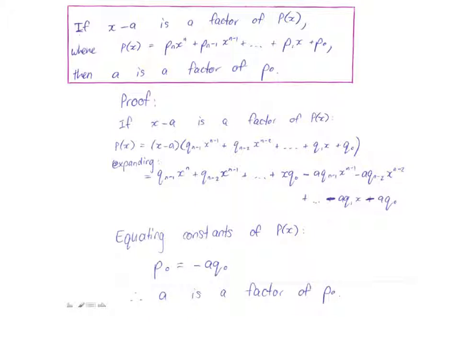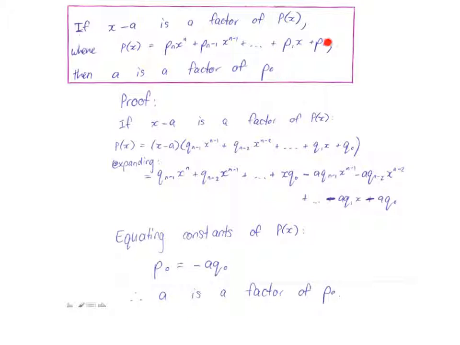Now, if we equate the constants, because remember, this is equal to this. Remember, x minus a is a factor of this. Equating the constant, so this equals this big long expanded form. Constant here is p0, and the constant here is negative a q0, because remember all the other terms had x's in them. So, equating those constants, because they are equal expressions, you can say p0 equals negative a q0. You can see negative a times q0 equals p0, so that means a is a factor of p0.